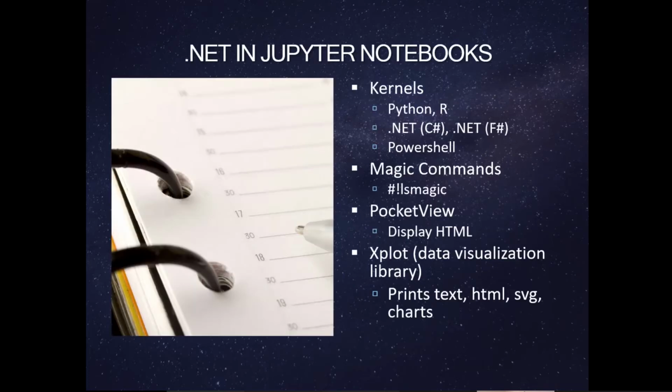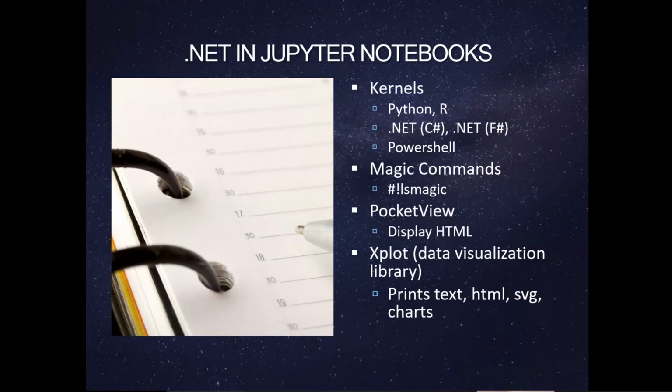So like I said, .NET in Jupyter Notebooks is related to the different kernels. .NET Interactive allows us to have C# and F# as part of the backend languages that it can support, and also PowerShell, of all things, right? You can actually run PowerShell inside Jupyter Notebooks now.